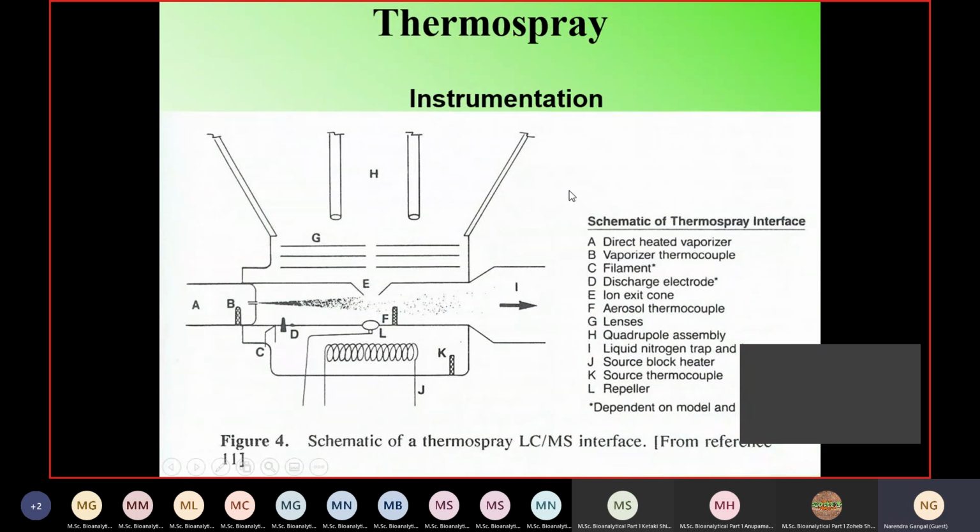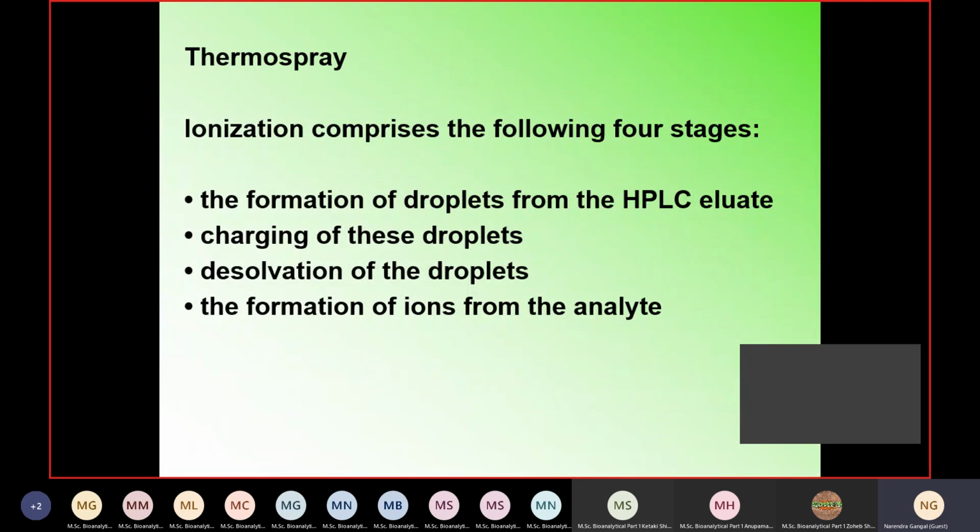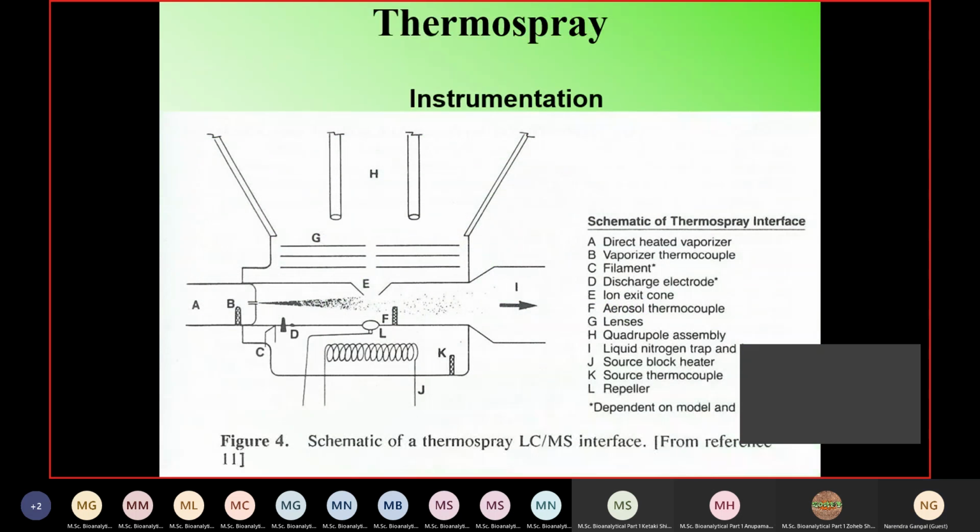So now let us see how this is. As I said, buffers are used. Desolvation of the droplets, because the solvents you named just now, acetonitrile, water, methanol, have no role in the case of the mass analyzer or the ionization. These solvents have to get out. Some of them have a role in different ionization methods but not in thermospray. So desolvation of the droplets is very essential, and then the formation of the ions from the analyte. The solute ions are what you are interested in, not the ions of the solvents. This is typically how the thermospray looks.